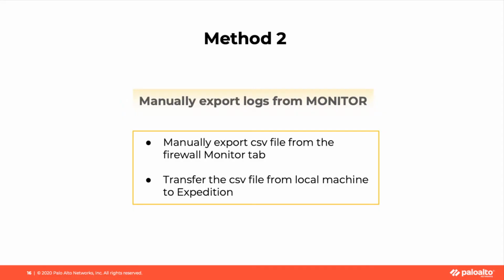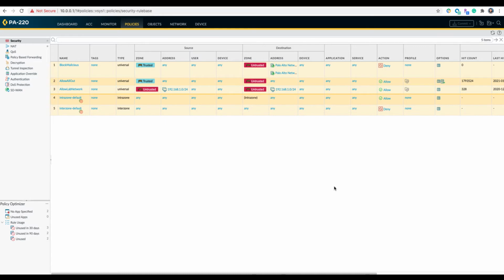Method 2, manually export logs from Monitor tab. In this method, the use case is when you have only a few security policies that need to be enabled for machine learning or rule enrichment during specific time, and you do not want to have the whole firewall logs sent to Expedition. You can choose this method to manually download traffic logs from the firewall or Panorama Monitor tab and manually transfer the CSV file over to the Expedition server. Let's go over the details on how to do it.